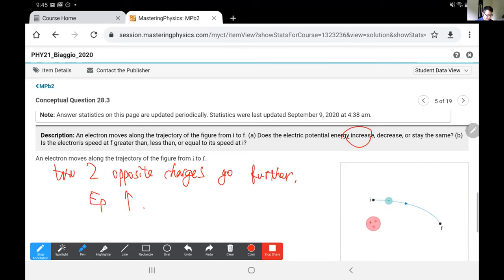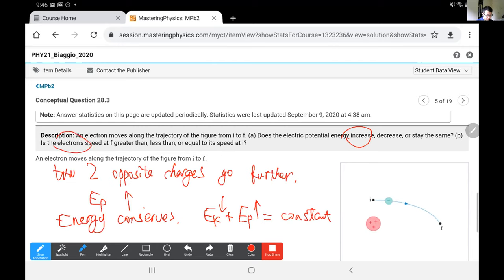Then let's go to the kinetic energy. We know the energy is conserved. So the kinetic energy plus the potential energy is a constant. If this is a constant, then we will know when one increases, the other will decrease. So the kinetic energy decreases. So the electron speed at F is less than the speed at I.